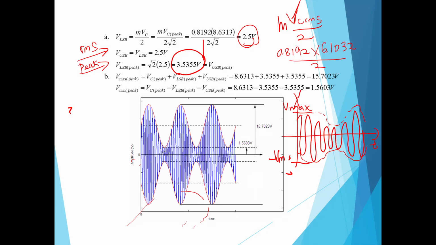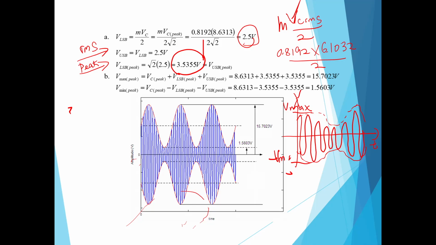So when you draw the waveform, you need to label both of these values. Okay, you perlu labelkan kedua-dua value ini. So 15.7023 is here. Don't just write Vmax, you need to put the value. In the exam, in the test, when it is asked to draw the waveform, you need to label the value, not just the variable. Bukan label sebagai variable, you need to put the value. So Vmin here is 1.5603.